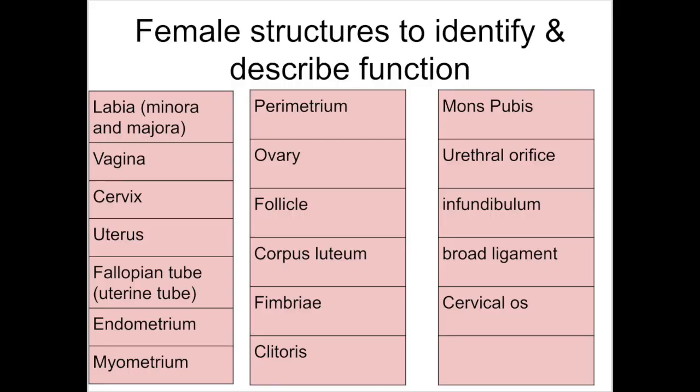Here's a list of the structures that we'll be looking for in the female reproductive system. Now, some of them, because they are technically part of the integumentary system, we're not going to be able to see directly, but we'll do our best to label where they would be.